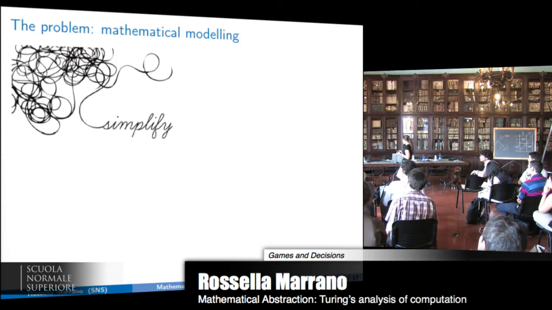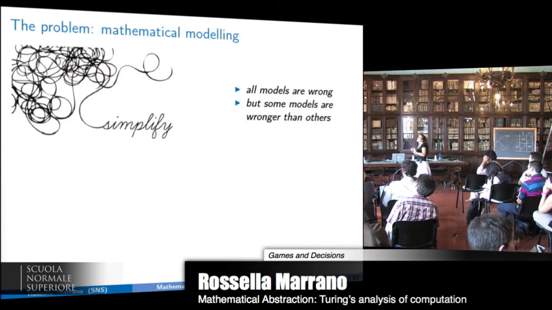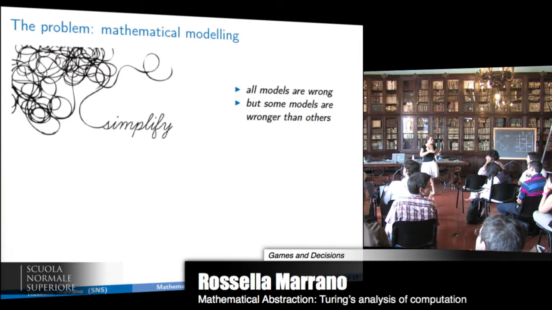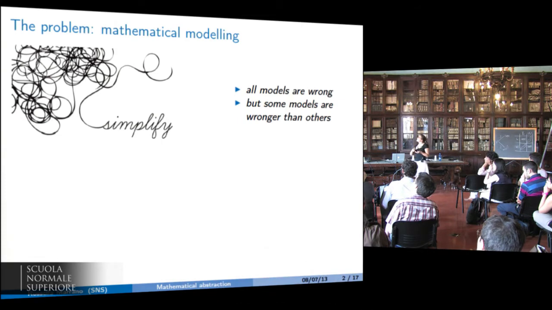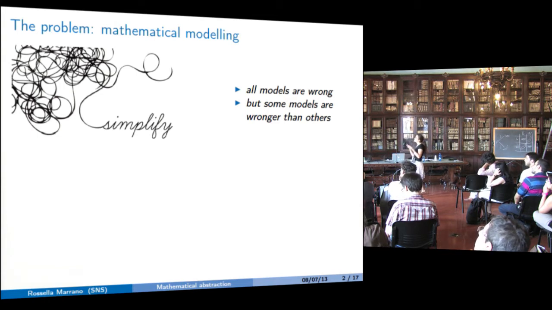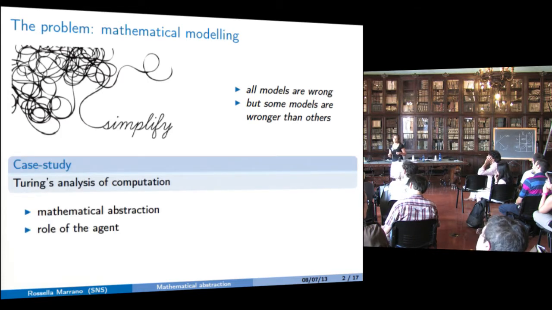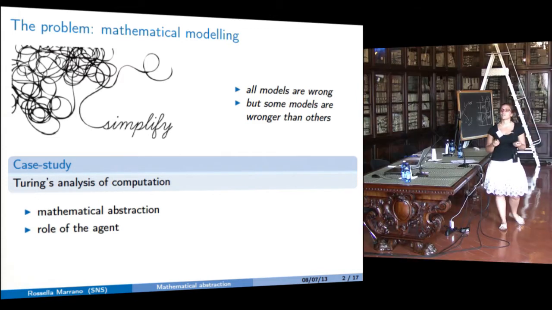But on the other hand, we cannot oversimplify, because if it is true that all models are wrong, as the famous dictum goes, some models are wronger than others. That is, we can set a distance of the model from the starting problem. And the idea is that the more distant the model is, the less likely it is to say something relevant about the starting problem. This is the very general framework, and it is, as you know, a very big issue. And we are going to deal with it by seeing a case study, that is Turing's analysis of computation.